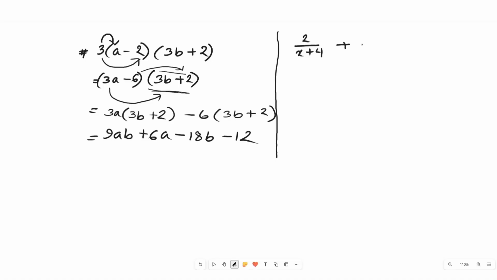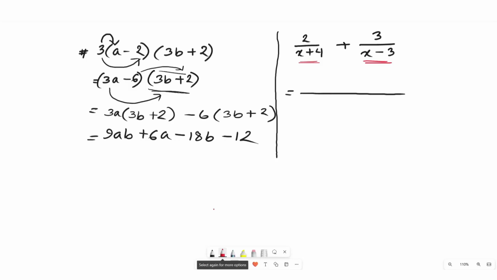The problem is 2 divided by x plus 4, plus 3 divided by x minus 3. As you can see, here are two fractions. To solve this, we have to multiply both of the denominators. If you don't know what a denominator is, always remember that the bottom part of any fraction is the denominator. Here, the denominators are x plus 4 and x minus 3.